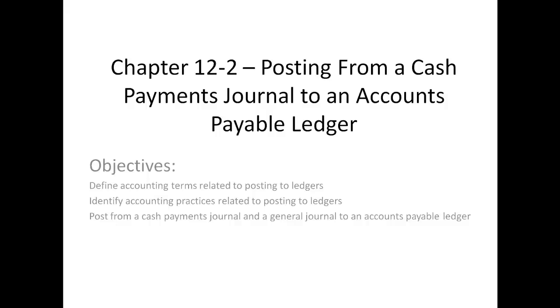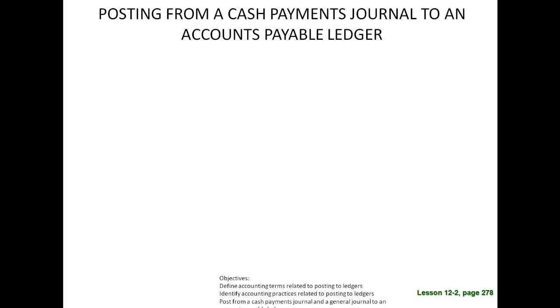This is 12-2. It's posting from a cash payments journal to an accounts payable ledger. And we have very similar objectives to 12-1, with the last one changing to post from a cash payments journal and a general journal to an accounts payable ledger. We are on page 278 in your book, as you can see down here in this bottom right-hand corner. So our goal is to post from a cash payments journal to an accounts payable ledger.